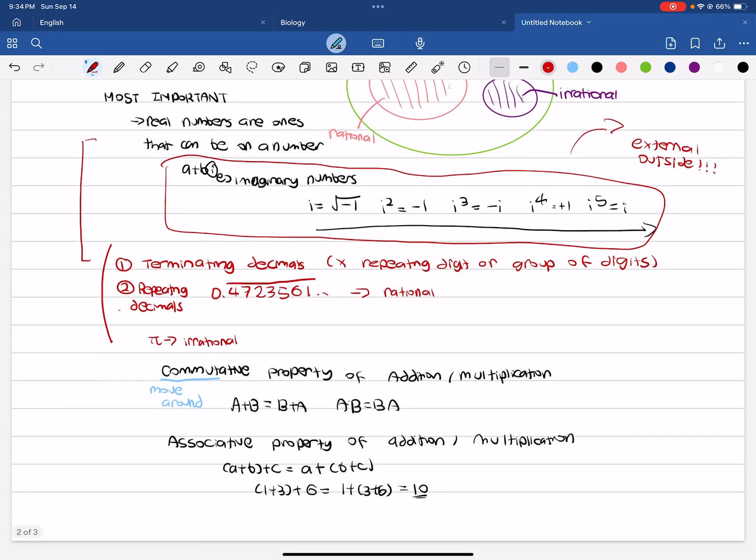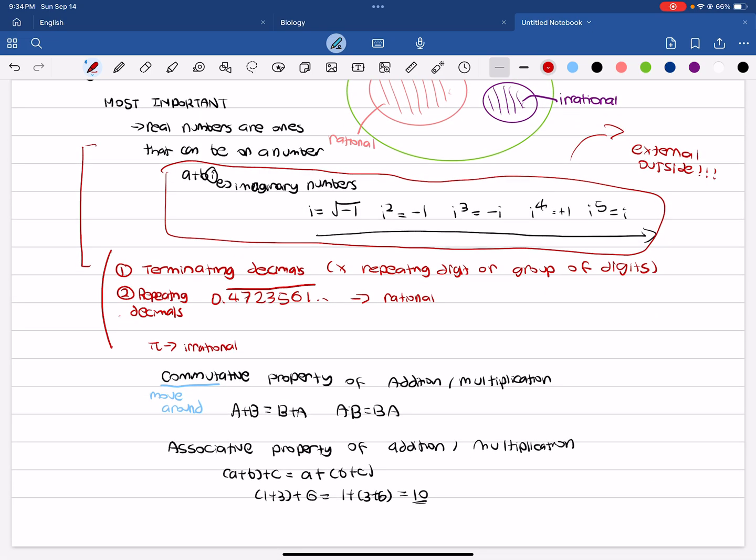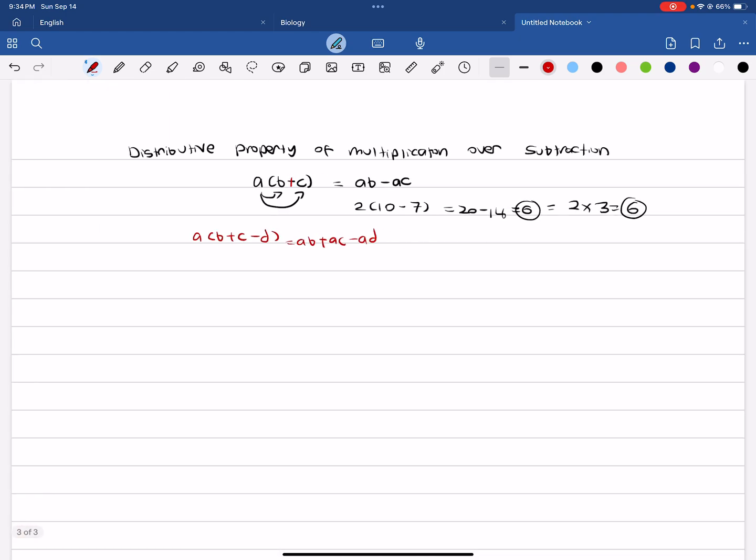So remember these three. The first one is commutative property of addition/multiplication. The second one is associative property of addition/multiplication. The third one is distributive property of multiplication over subtraction/addition.